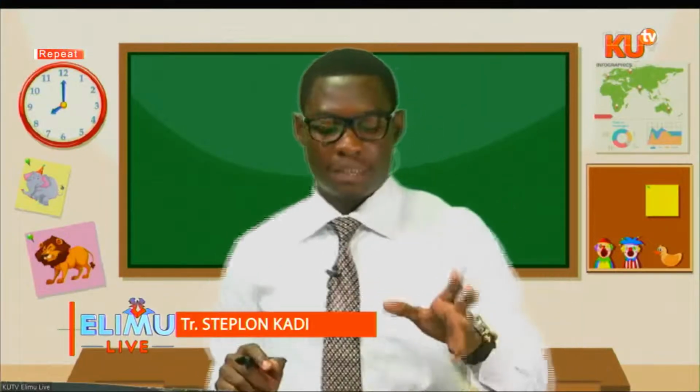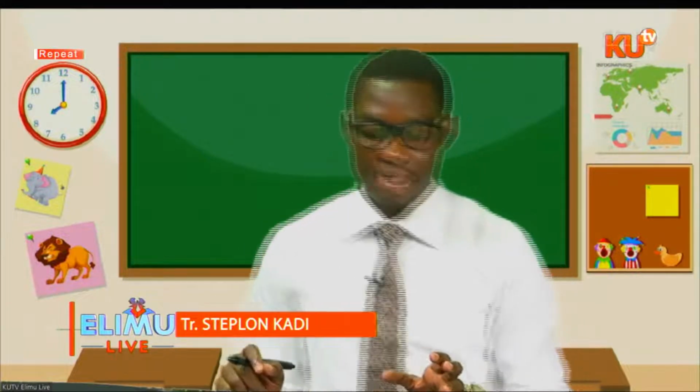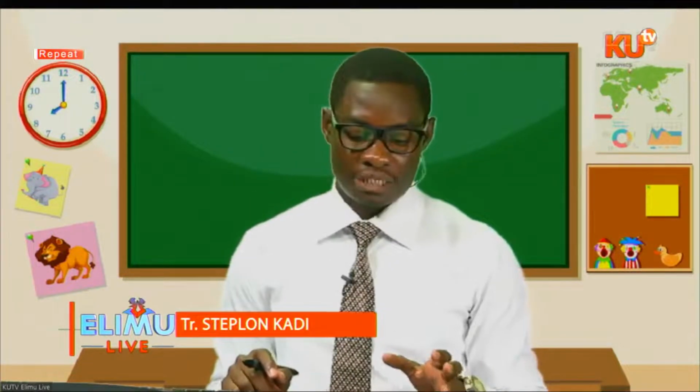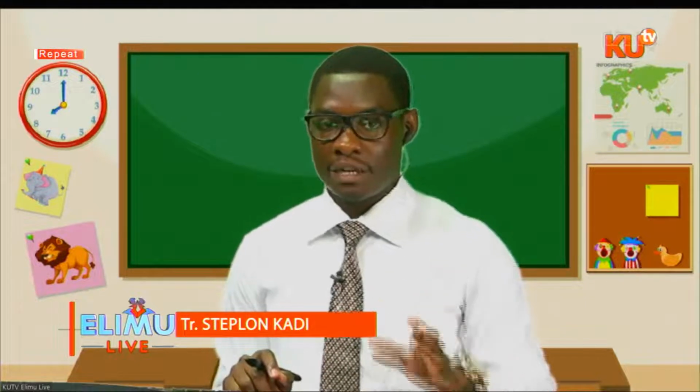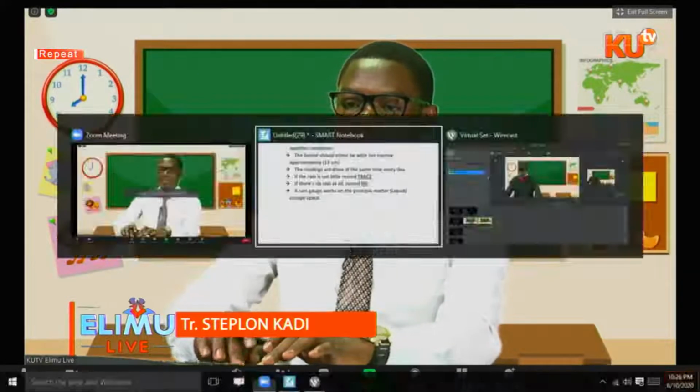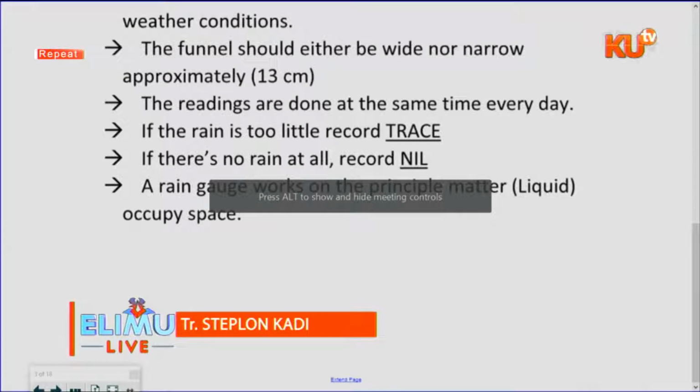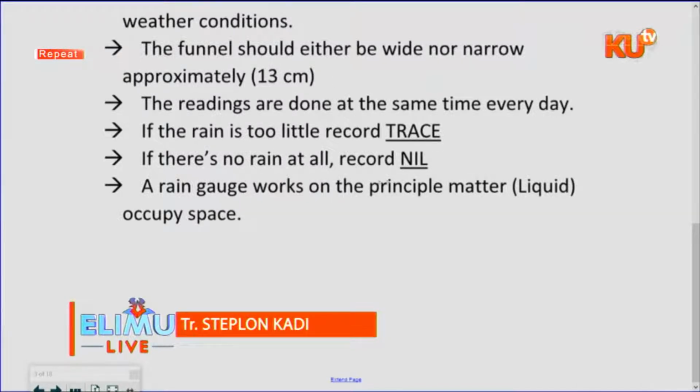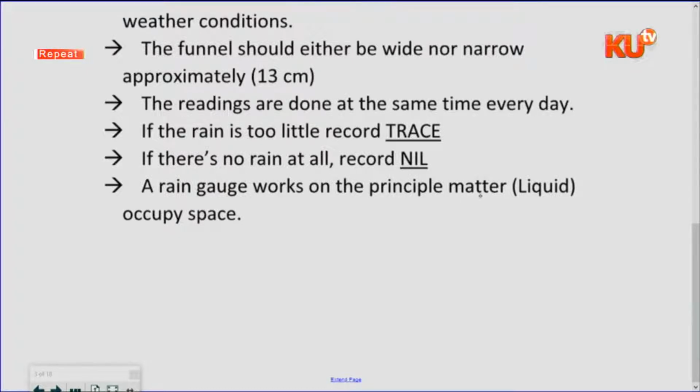So matter occupies space, that is the principle. And the specific matter we talk about here is liquid, and the liquid is the rainwater. So that is the principle on which this rain gauge works.